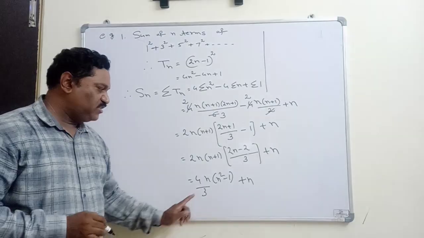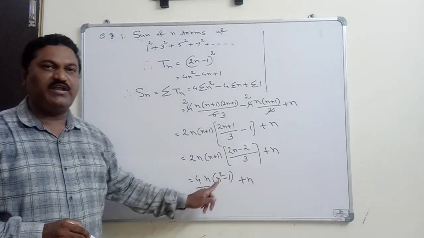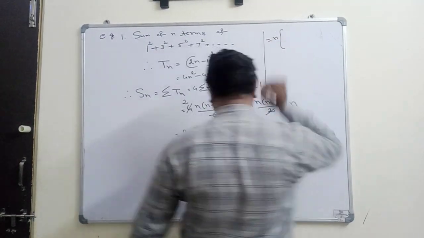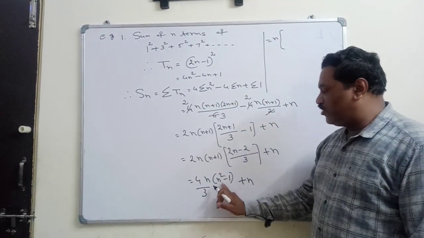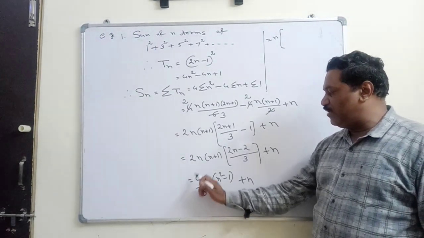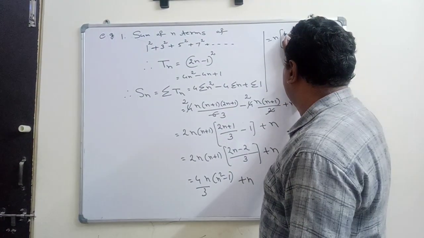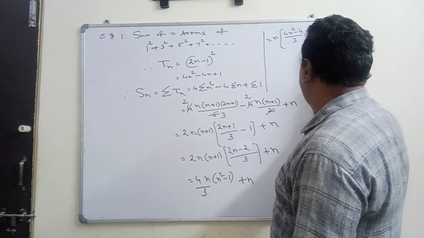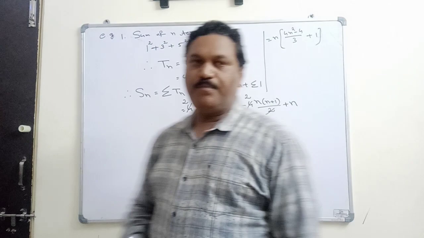Again to simplify this, from these two terms, now we can take n common. Take the n common from this. The remaining is 4 upon 3 into n square minus 1. Here multiply by 4, then we will get 4n square minus 4 by 3 plus 1 will be there.